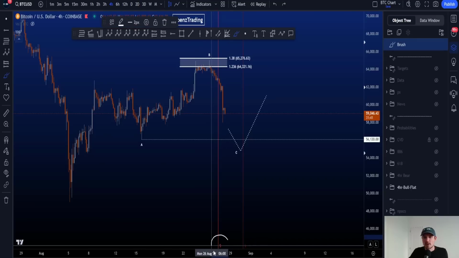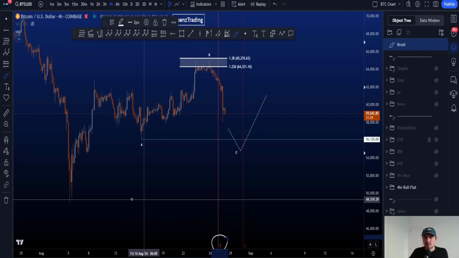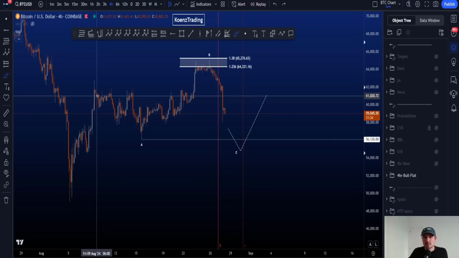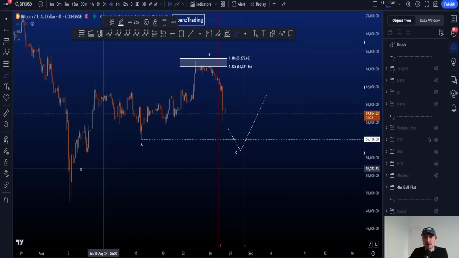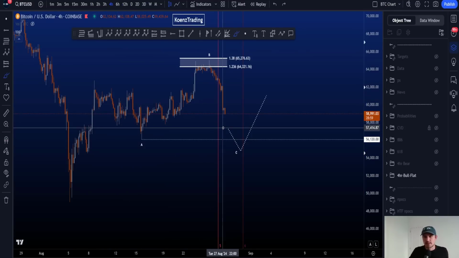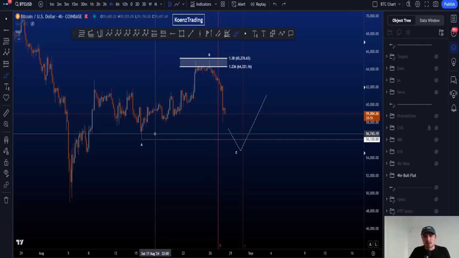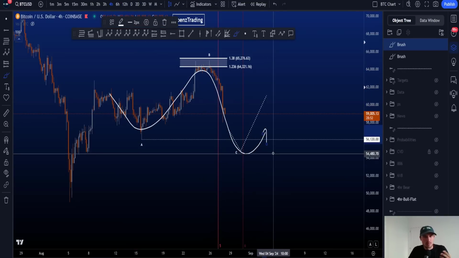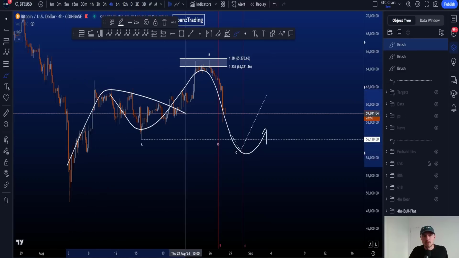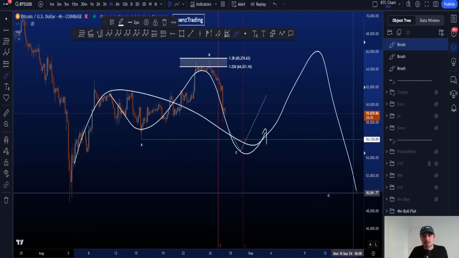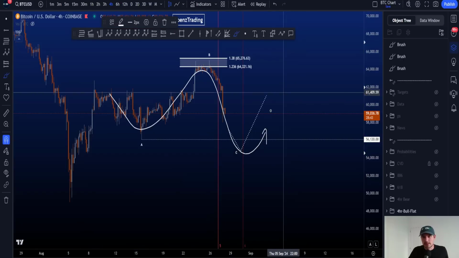You can see we have already passed the 5 fib time, again taken from the start to the end of this first move. So that means this move is already 5 times longer in time compared to the structure up, which is not something that you like to see and does lower the probabilities for this particular scenario. Now, if we do think about this being a flat structure and another push to the upside, what has then the highest probabilities? A 1, 2, 3 impulse to all-time high, a WXY corrective structure, or an ABC corrective structure?